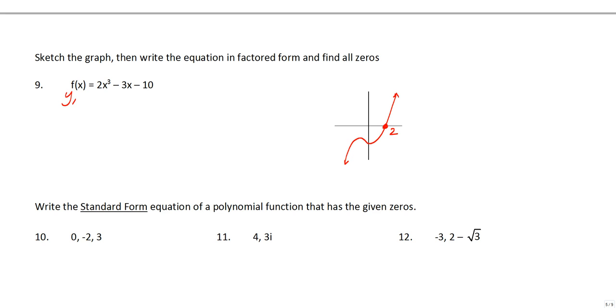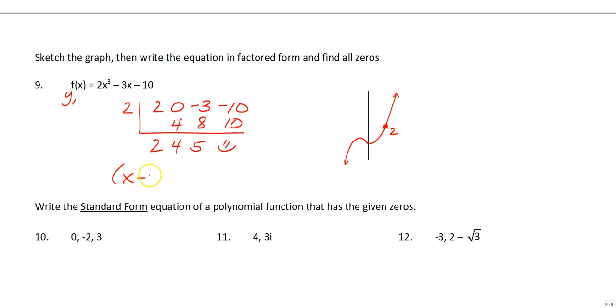So if x is equal to 2 and we're supposed to write this in factored form, remember this is simply synthetic division. We just use a 2. And then 2, skip to 0, -3, -10. Again, it's because we skipped over the x squared. Bring down our 2, that gives us a 4, and then 2 times 4 is going to give us an 8, and that's going to give us 5 times 2 is 10 with no remainder. So writing in factored form, we have x minus 2, and then 2x squared plus 4x plus 5.